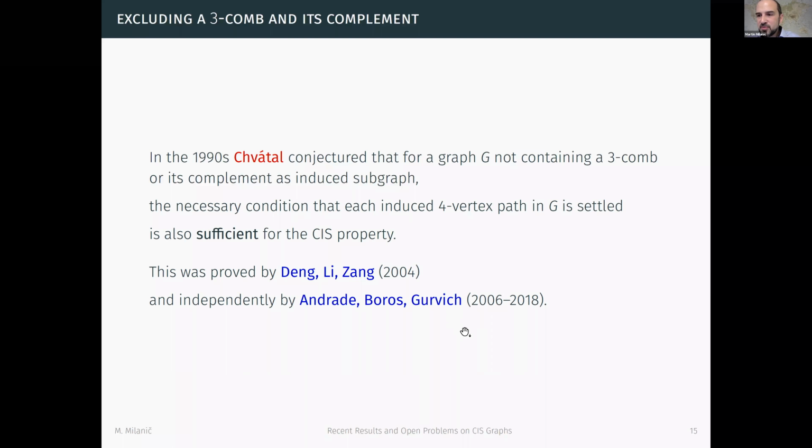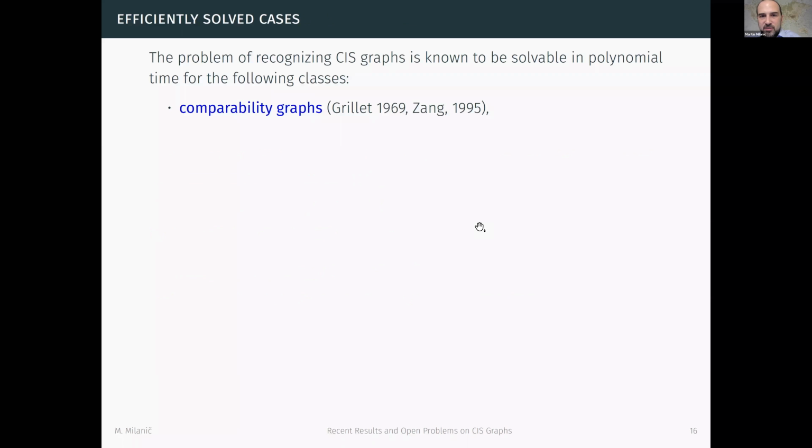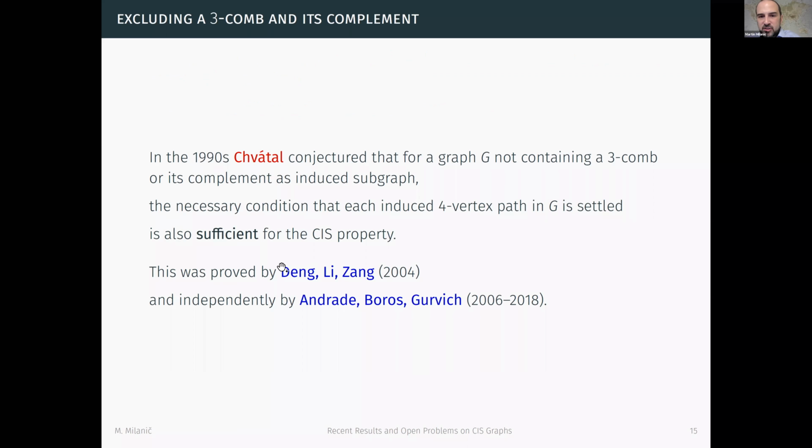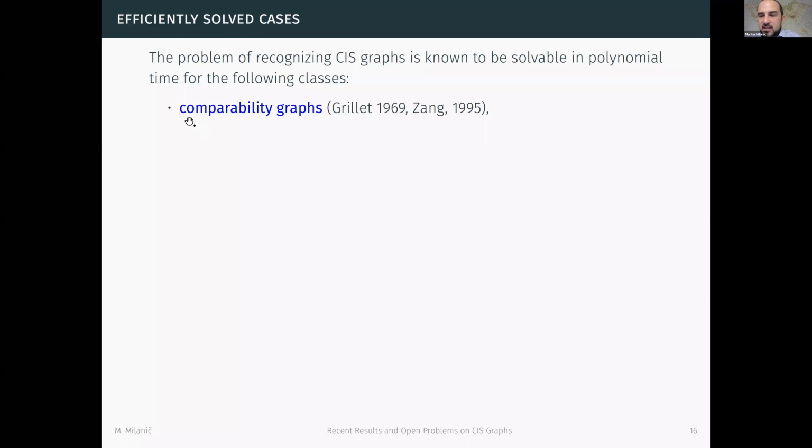If you check the proofs, you will be either impressed or disappointed, because these proofs are both long and technical. They're different proofs, but neither of them is simple. And this result generalizes the work I mentioned before of Grillet on partially ordered sets, because the resulting graphs do not have 3-combs or their complements, but they are even more special. Also, this conjecture and its proof generalize the characterization of comparability graphs which are CIS, which was obtained also by Zhang in 95, and is related to the result of Grillet.